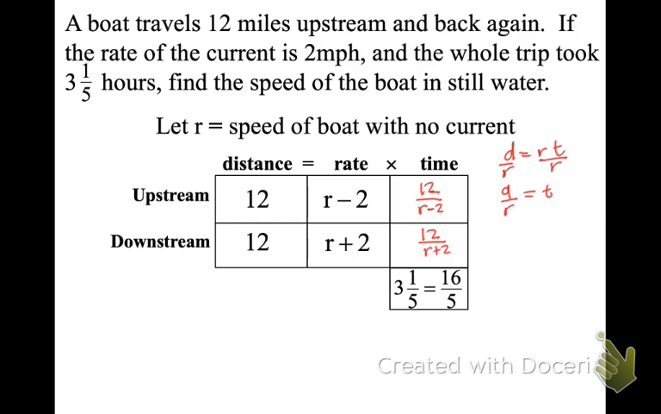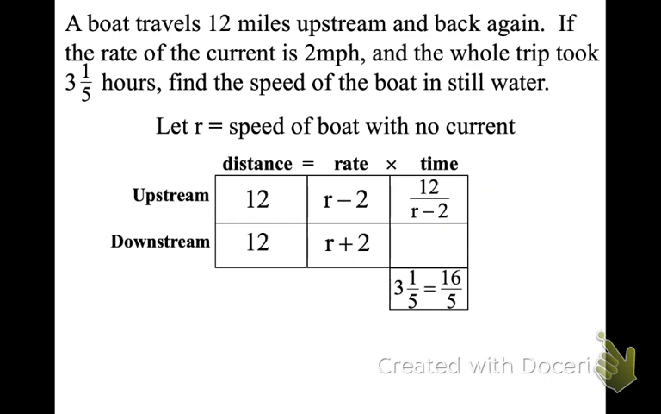We're going to convert that to an improper fraction, and this is the column. So it's time 1 plus time 2 equals the total. That's basically what we're doing. Time 1 plus time 2 is equal to the total time. And how do we know what the time is? A time is always equal to distance over rate. So the equation is 12 over r minus 2 plus 12 over r plus 2 is equal to 16/5.